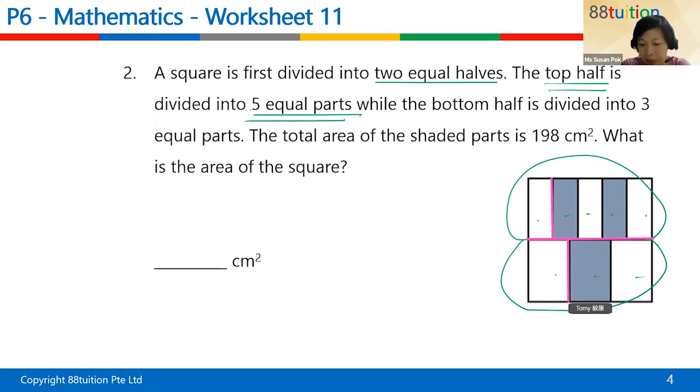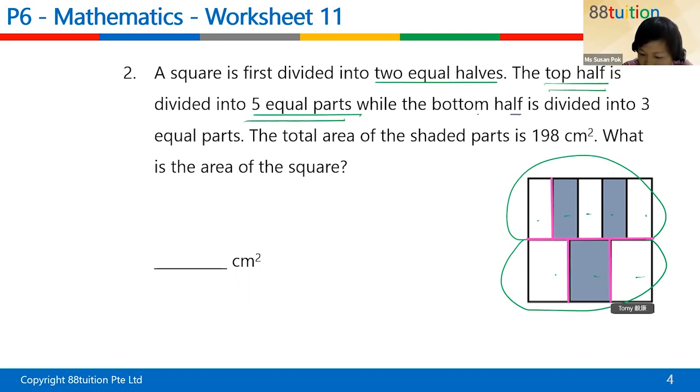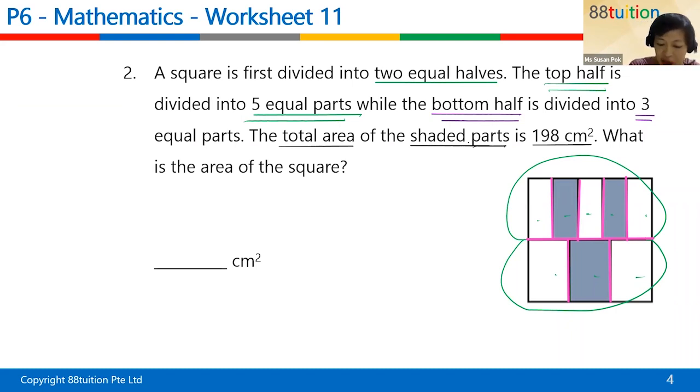Let's take a look at the bottom here. The other half is cut into 3 equal parts. The total area of the shaded part is 198. I have to highlight that the total area of the shaded part is 198. And then what is the area of this square? He wants to know the area of the square.